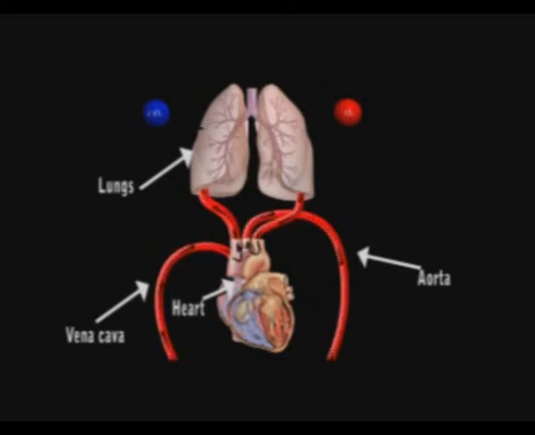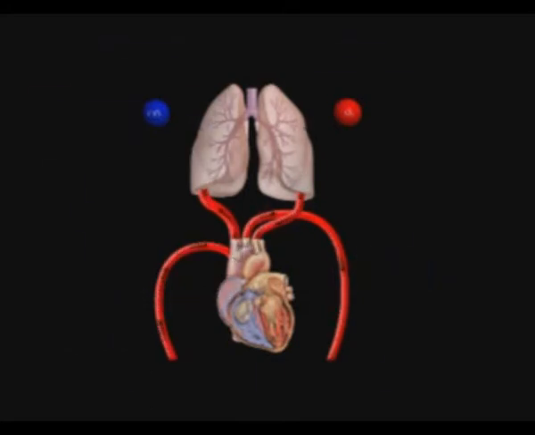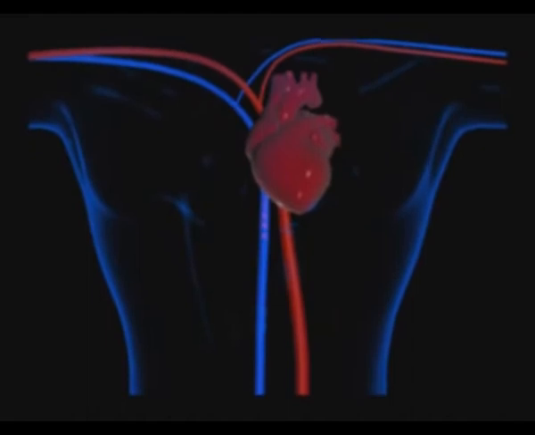That when blood has oxygen, it is red, and when it does not have oxygen, it's blue. In addition to pumping red blood with oxygen through the body, the heart receives blue blood from the body and pumps it into the lungs.